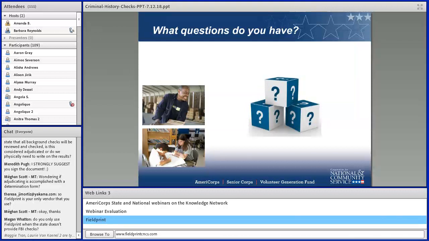Do you only use Fieldprint when the state doesn't provide FBI checks? You can use Fieldprint if you come across any challenge in getting your FBI check. That can mean it takes a really long time, it's really hard to adjudicate, or it's way more expensive maybe. So any challenge you have getting your FBI check, you can use Fieldprint.